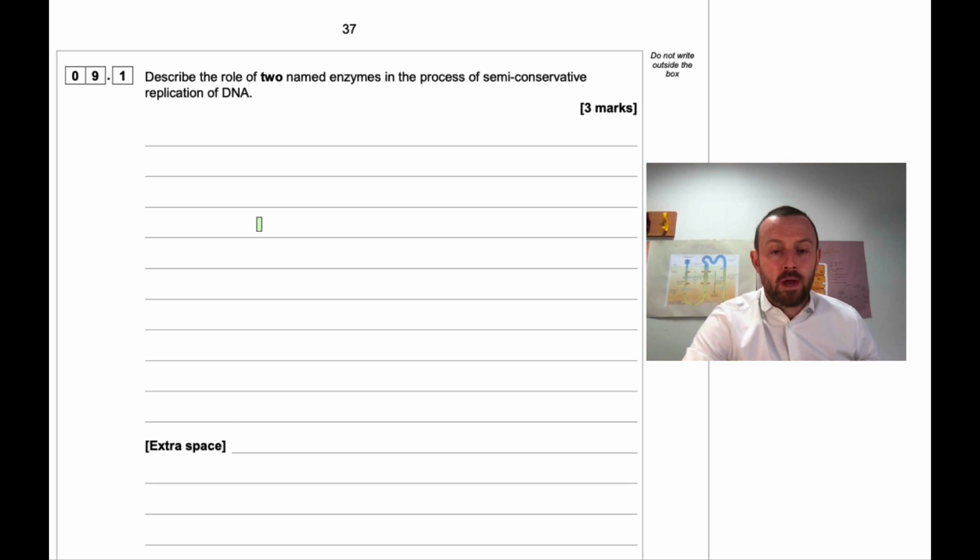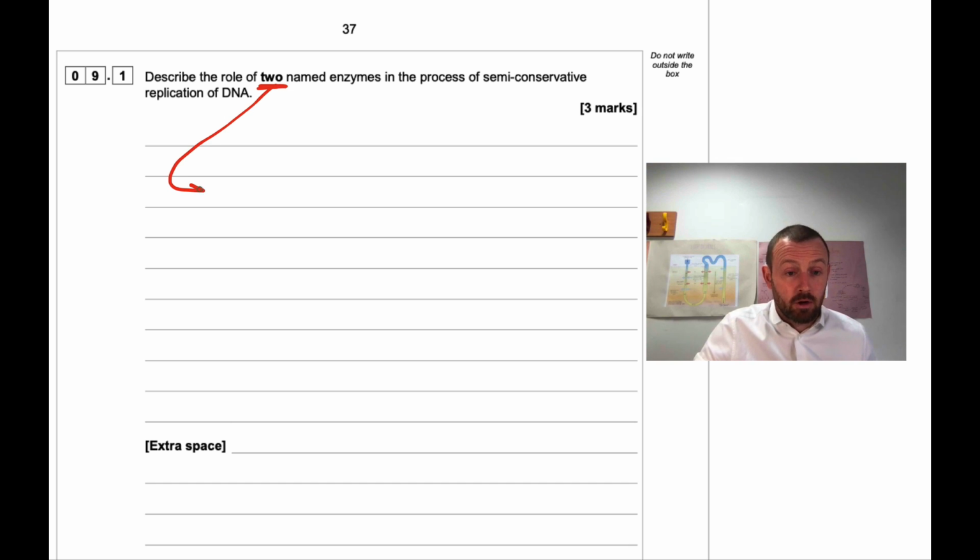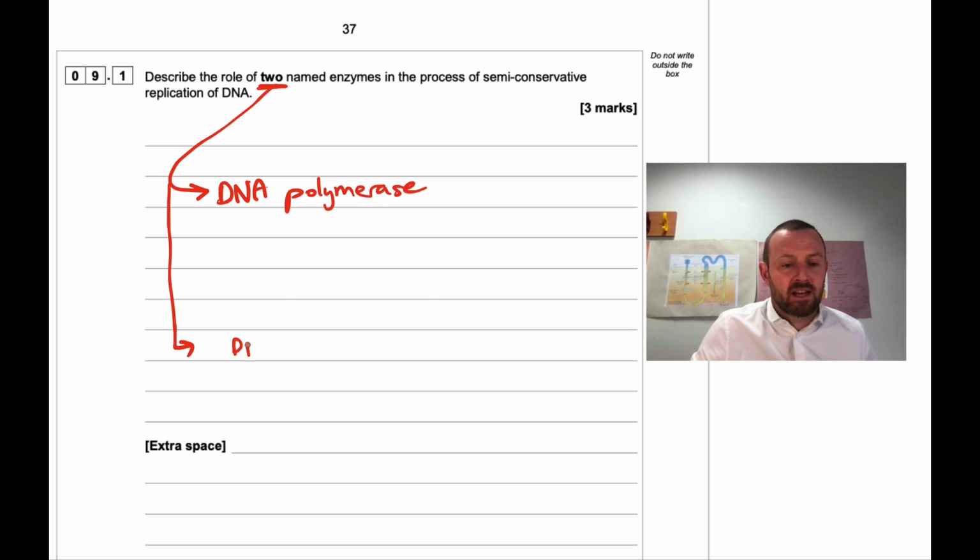Describe the role of two named enzymes in the process of semi-conservative replication of DNA. Okay, so whenever it has a number of things like that, you've got to go for this list principle. If you gave three enzymes and the first one was right, they wouldn't mark the third one. So you've got to be sure that your two enzymes are good. So what are the two enzymes? Obviously, I think you want to talk about DNA polymerase. And probably the other one I would say is DNA helicase.